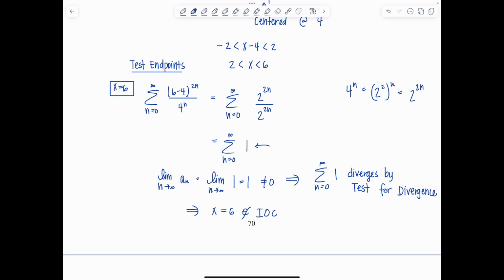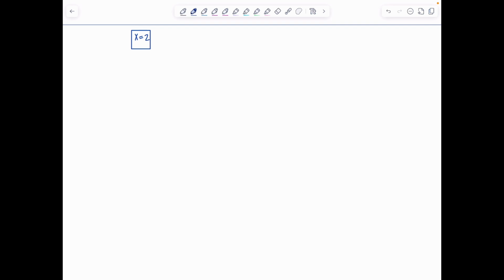Okay, now let's see what's going on with the other endpoint. Now the other endpoint is at x equals 2. So let's substitute that into the series. We have 2 minus 4 to the 2n over 4 to the n. And if we simplify a bit, this is the sum, n equals 0 to infinity, 2 minus 4, that's negative 2 to the 2n over 4 to the n.